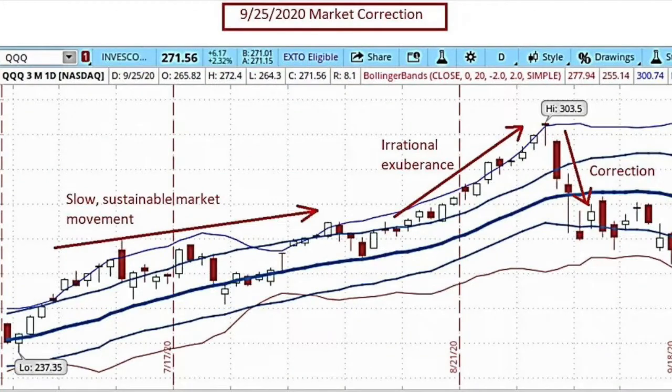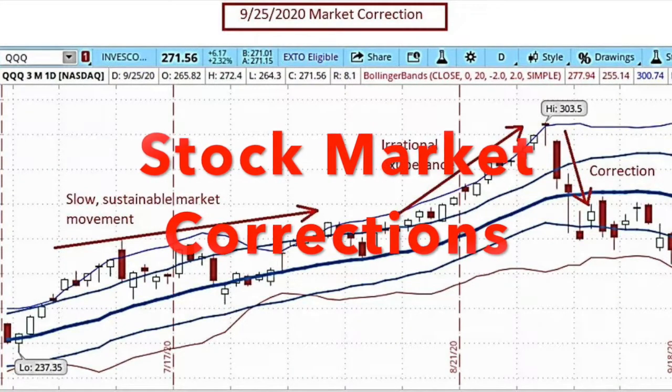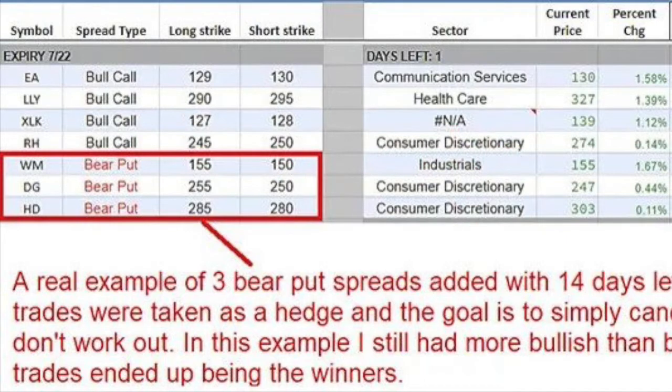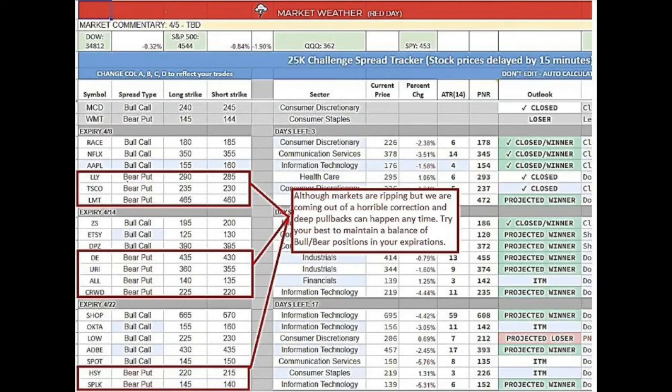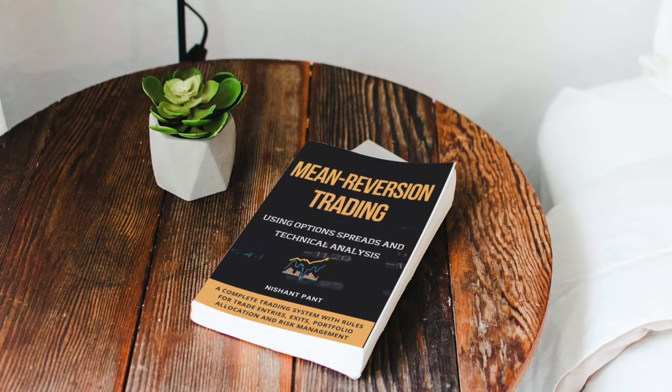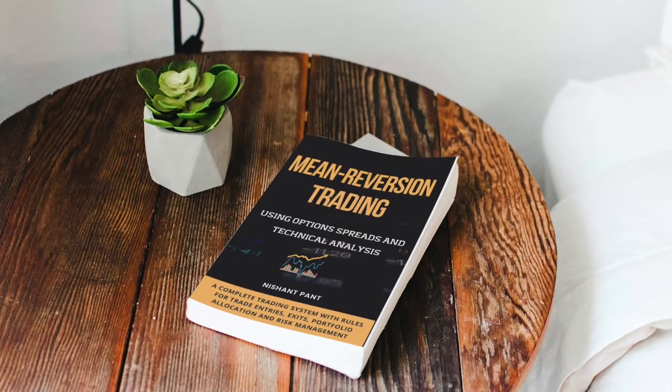The last part of the book goes into a very important aspect of trading, for example, handling losers. It also goes into painstaking detail on how to avoid portfolio blowouts during market corrections and crashes.